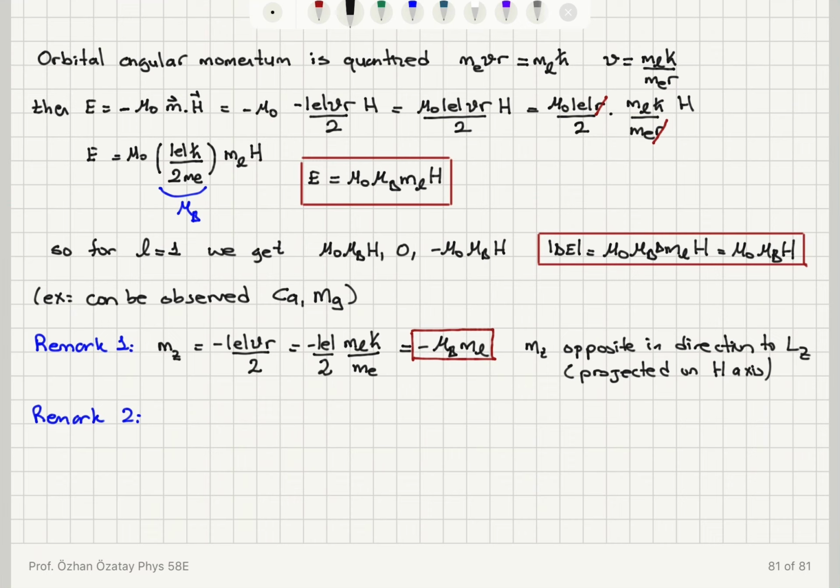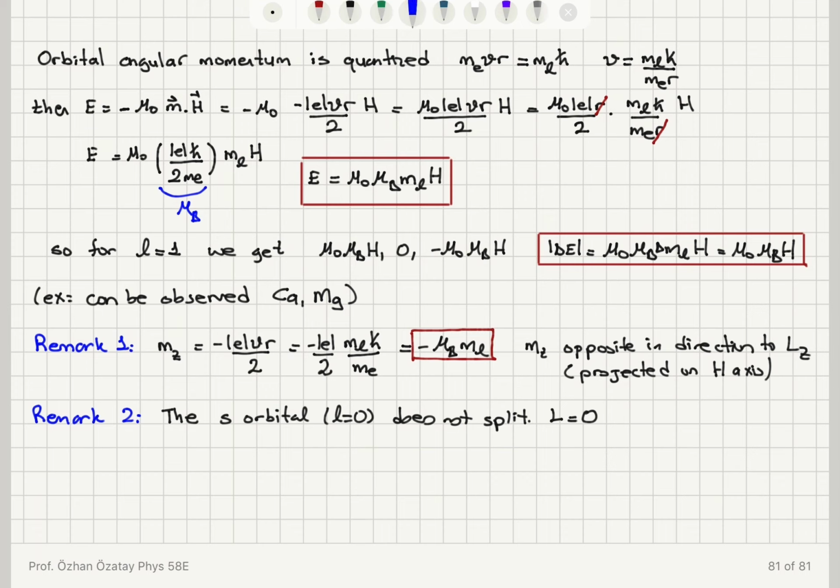The s orbital, obviously I need a net orbital angular momentum. The s orbital doesn't have one. The s orbital has L equal to 0, so it does not split, right? Since it has no orbital angular momentum because L is equal to 0.